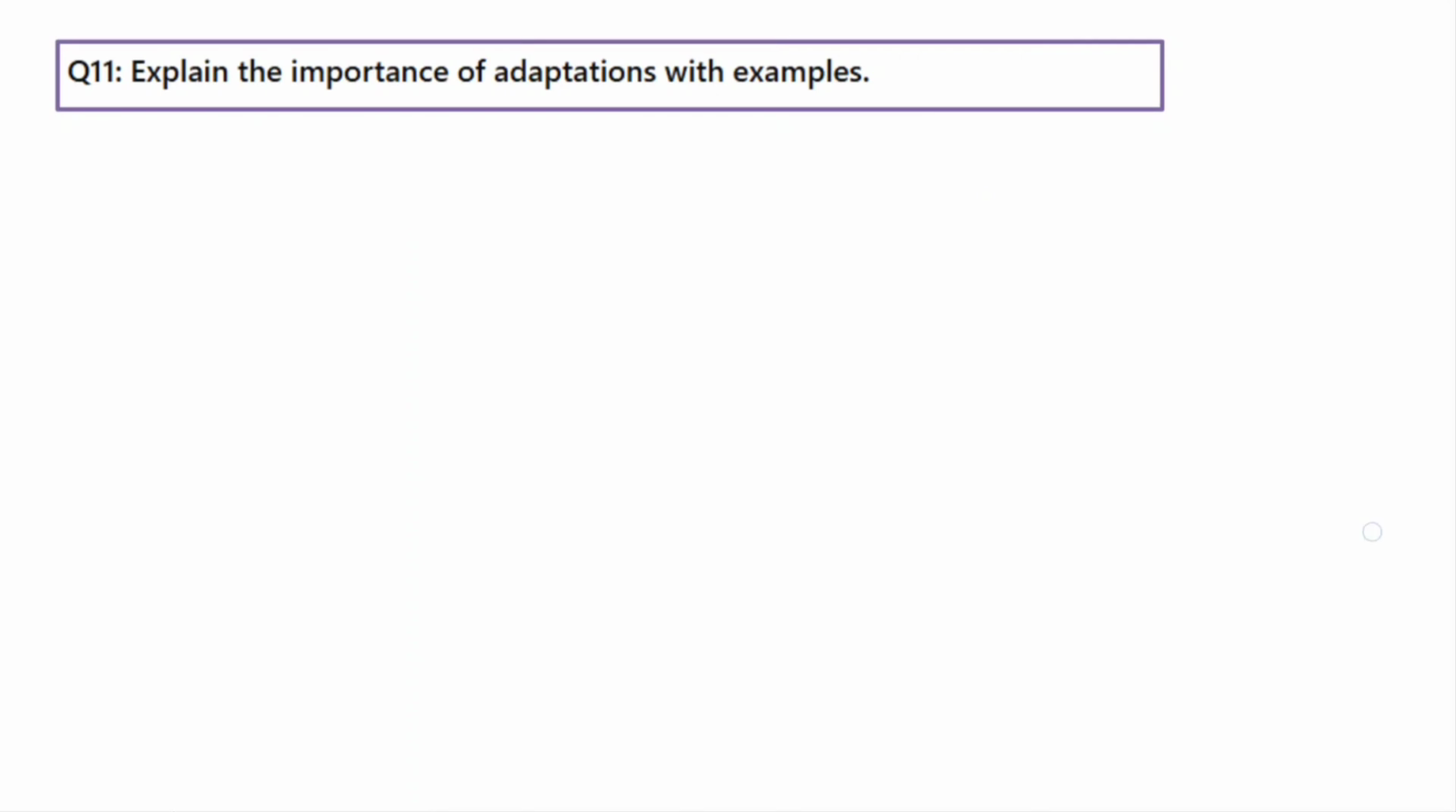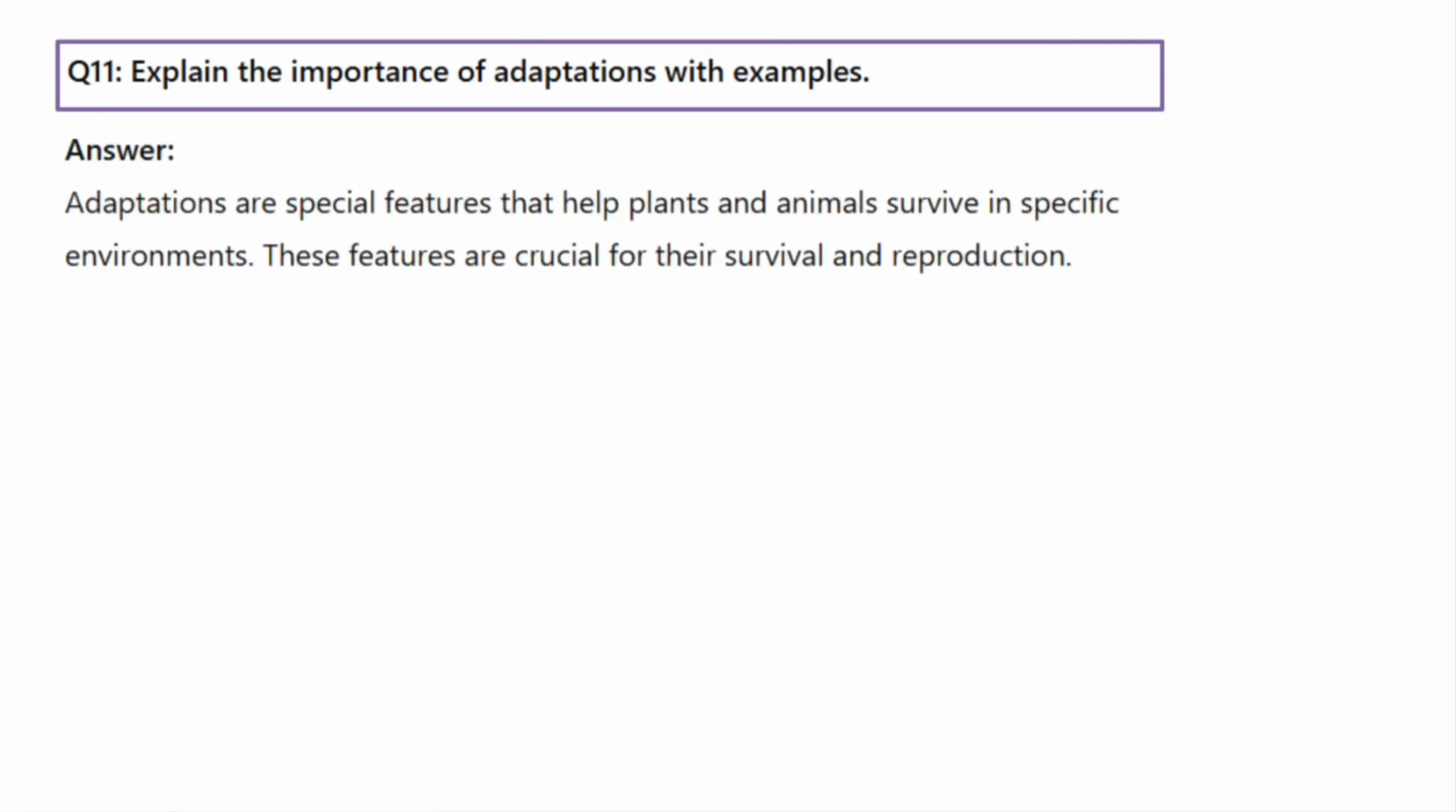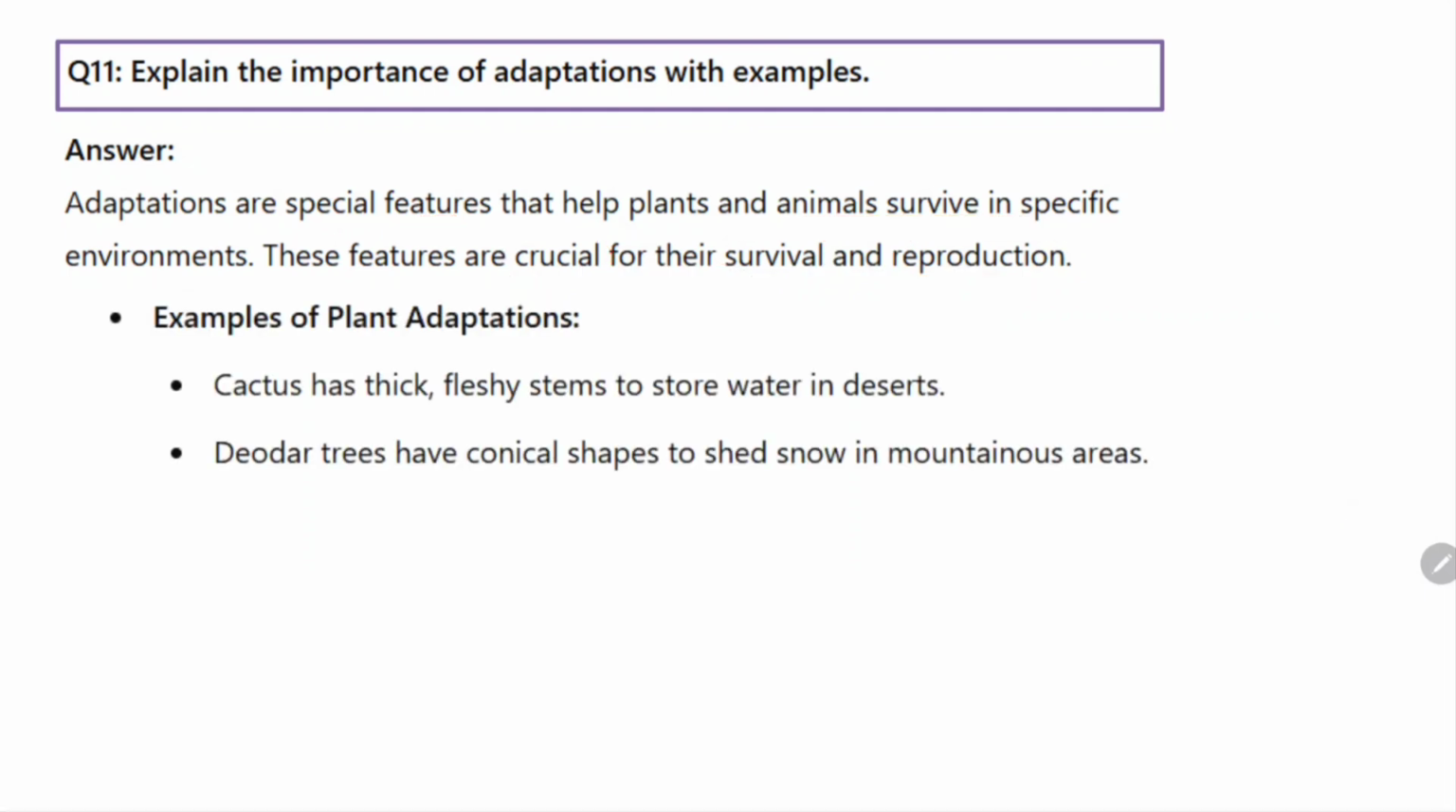So now let us see the importance of adaptations along with your example. So adaptations are special features that help plants and animals to survive in a specific environment. The features are crucial for their survival and reproduction. Crucial means important, okay. It means it is important for their survival and for their reproduction. So let us see with example.